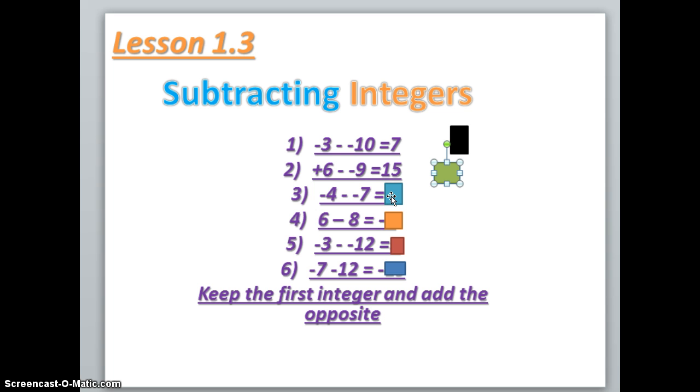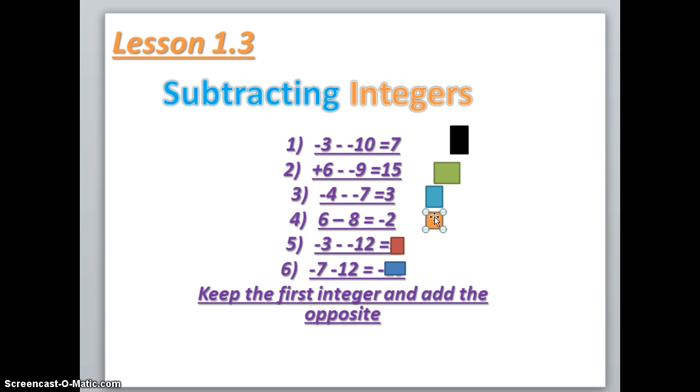For example 3, -4 plus -7 equals 3, because they were this. You had to add the opposite of the 7 and subtract it from the 4 to get 3. For example 4, 6 minus 8 equals 2.